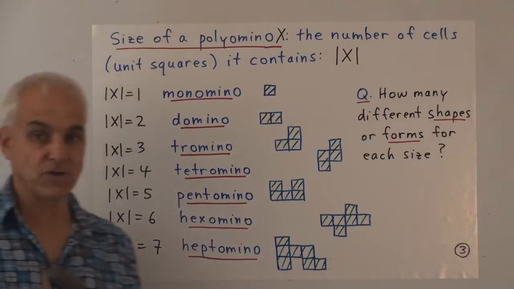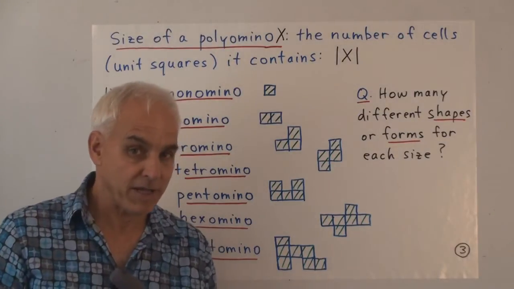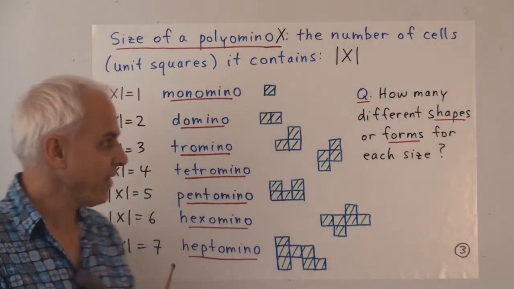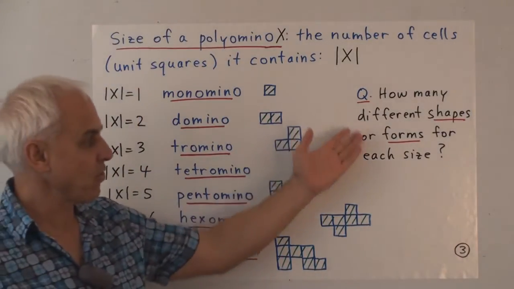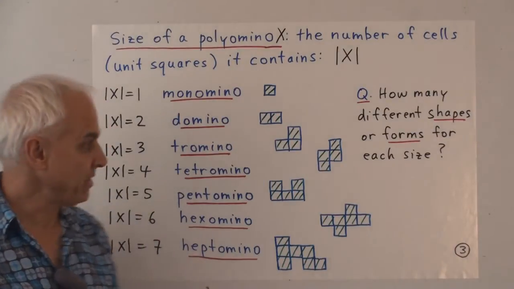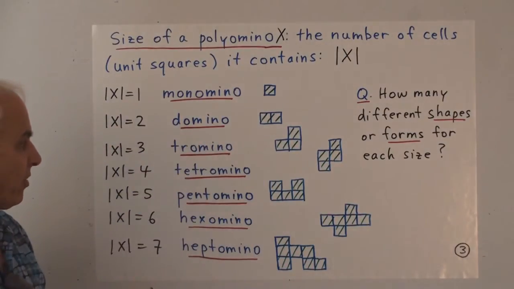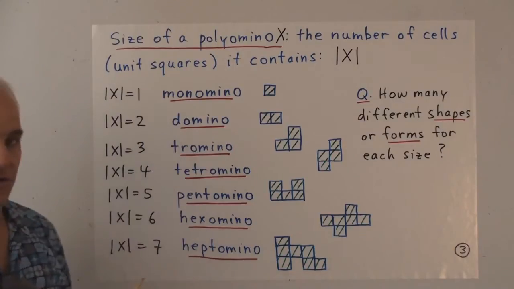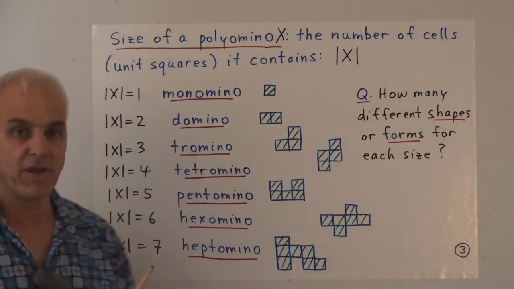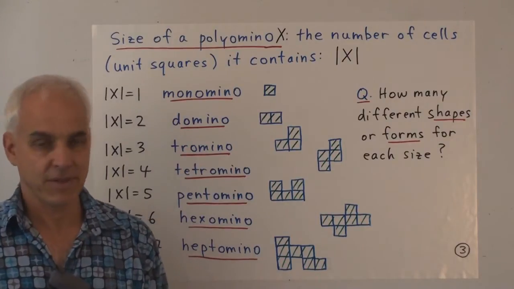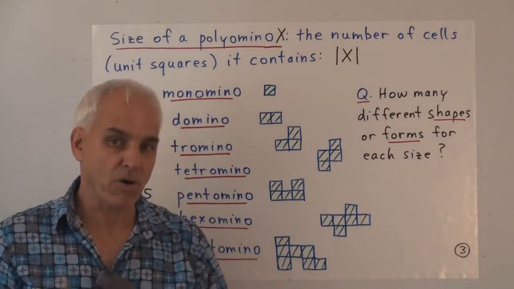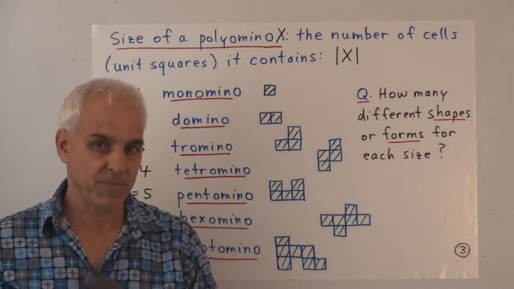And a natural first question, I think that almost everybody who thinks about these things will ask pretty soon, is: how many different shapes or forms are there for each size? How many different shapes are there for a domino? How many different forms are there for a domino? How many different shapes for a trimino, or how many different forms can a trimino have? These are two different questions because there are more shapes than forms.